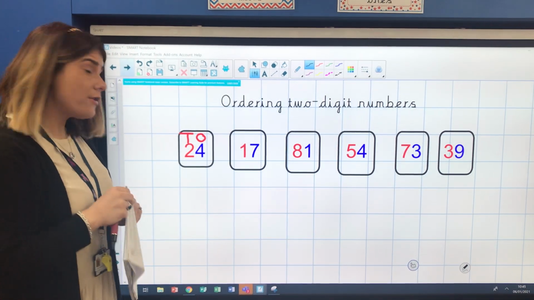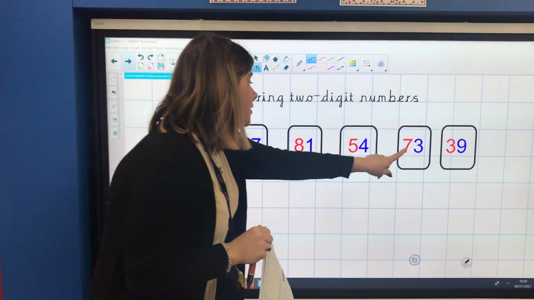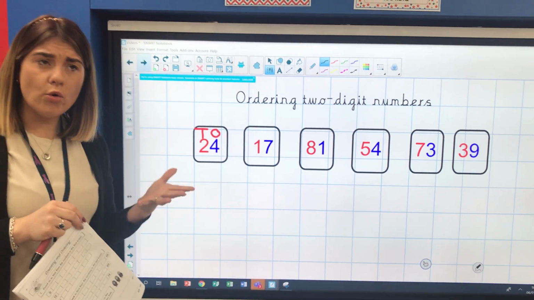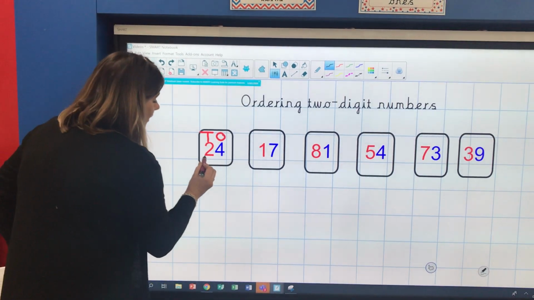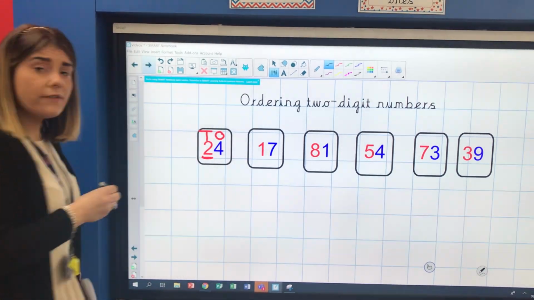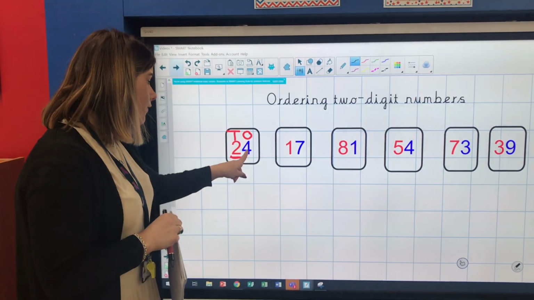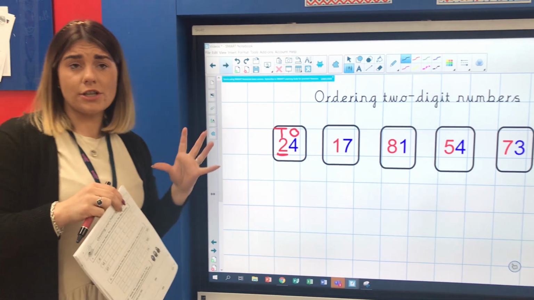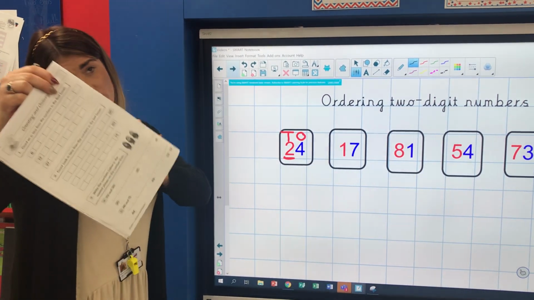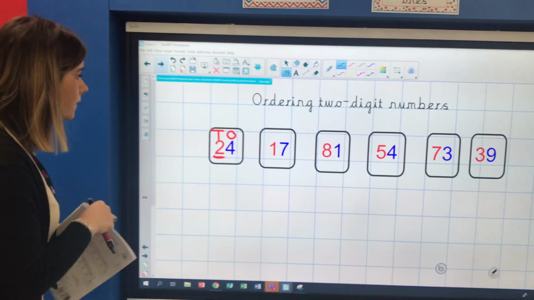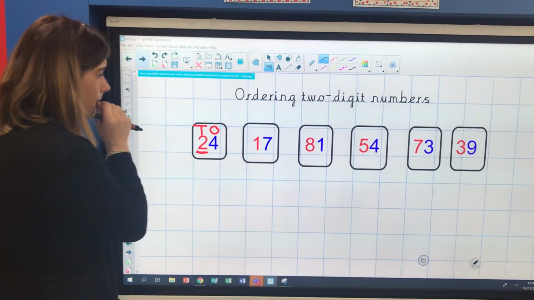So once you've had a little chat with your grown-up about what the numbers are made of, we're going to have a think about ordering them. When we're ordering numbers, we're looking at the tens number. Even if the number has got a lot of ones, it's the tens number that determines if it's the larger number, the smaller number, or the greater number. So let's have a look at all my numbers on the board here.